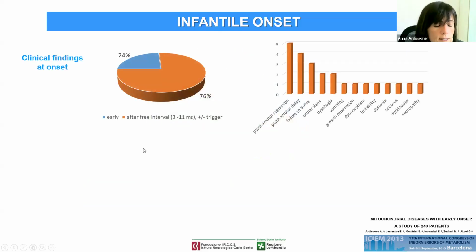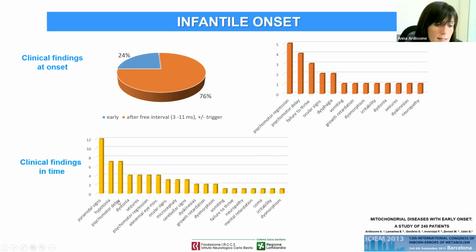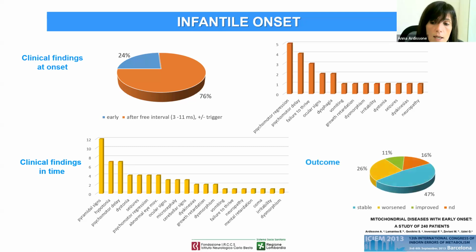The patients presented with onset generally after a free interval, with or without a trigger, and before 1 year of age. The most common symptoms at onset were psychomotor regression, psychomotor delay, and failure to thrive, and the clinical picture over time is characterized by the association of pyramidal signs, central hypotonia, and psychomotor or cognitive involvement. In half of patients, the outcome was stable after the acute phase. And this is an important point, different from other mitochondrial disorders in children, Leigh syndrome first of all, in which the outcome is unfavorable.